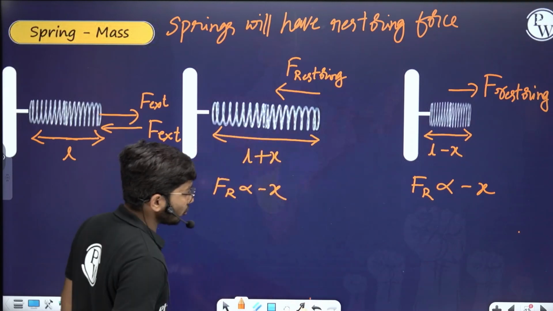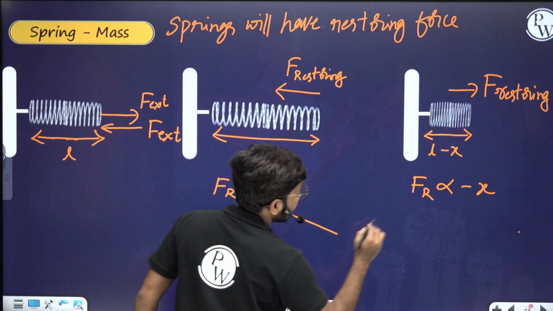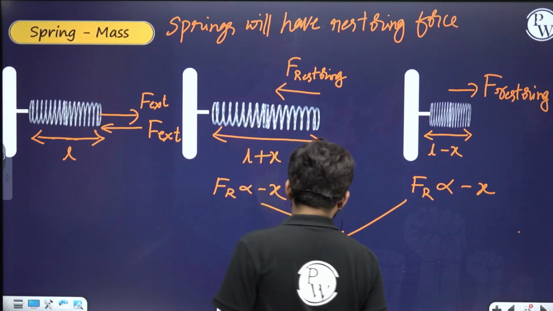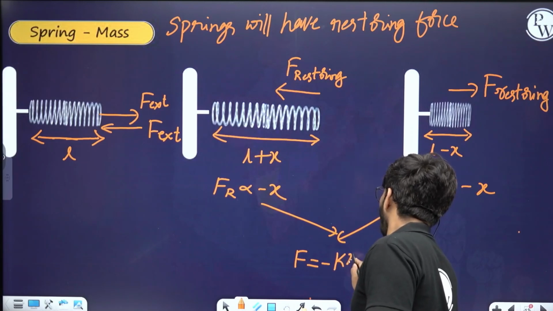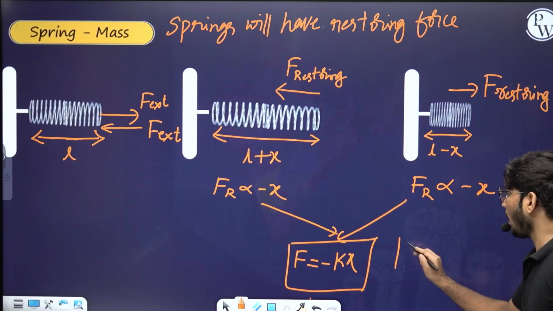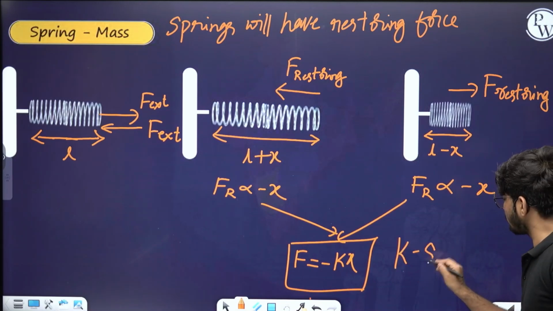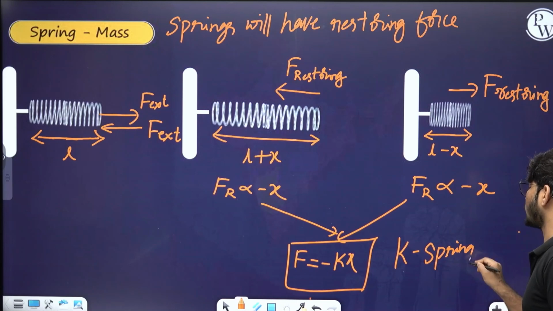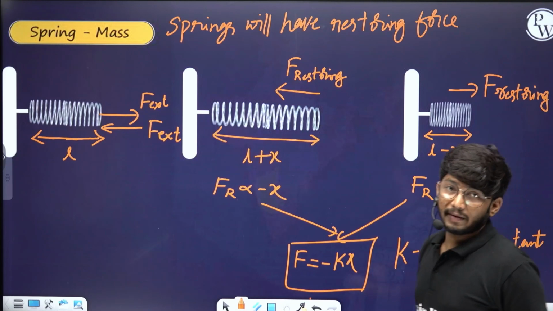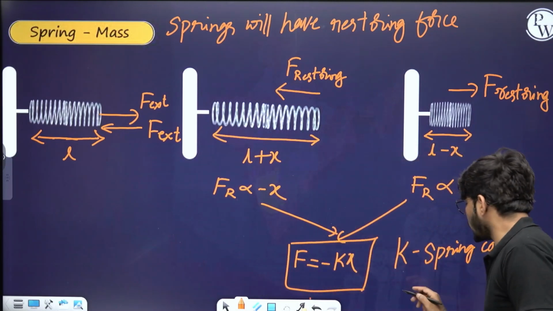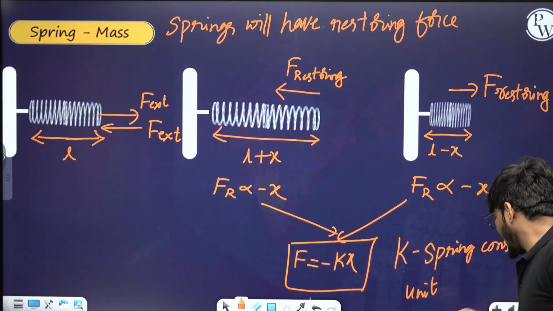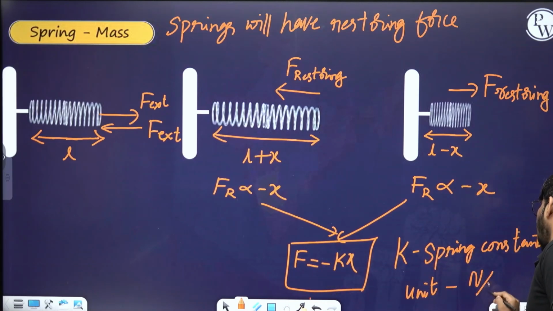So combining these two and removing the proportionality constant, I can write F is equal to minus kx. F is equal to minus kx. Correct? Here k, what do we call it? We call it the spring constant of the spring. Its unit is going to be Newton per meter. So unit is going to be Newton per meter.